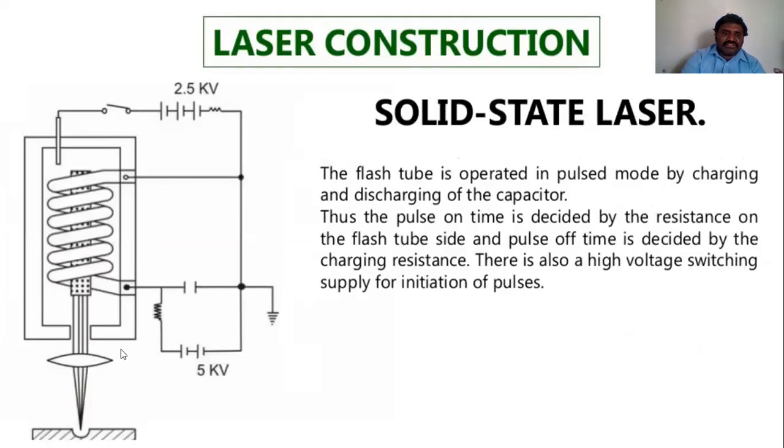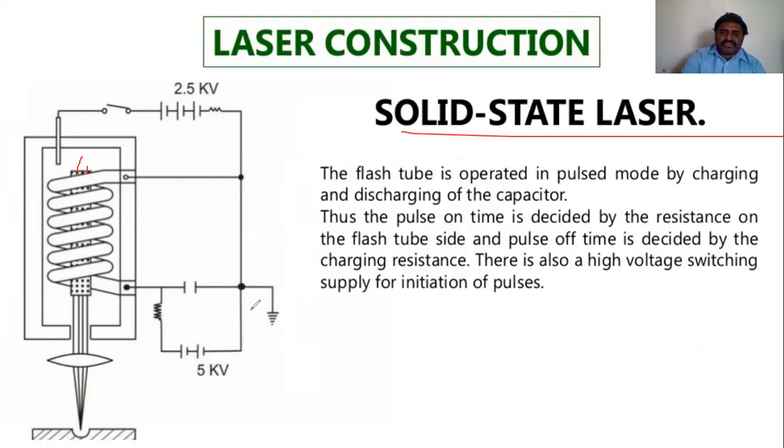Laser construction here. This is a very basic solid state laser. Just now I said that it is a ruby. This ruby crystal is used here. We can say from the same diagram, once again I'm repeating here, this is the carbon dioxide laser. After the carbon dioxide, we can go with the gases, and we can go with the solid state laser here.